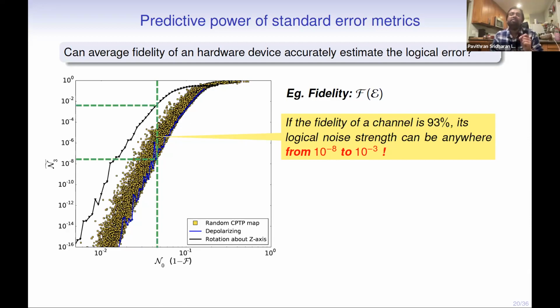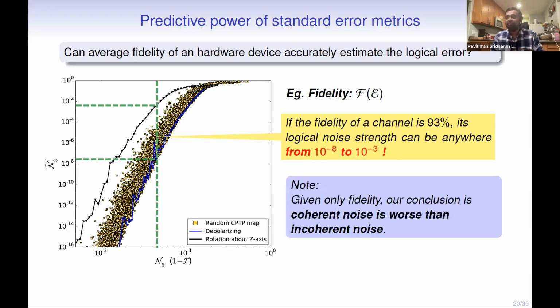Interestingly enough, if you ask the same question of, okay, given just the fidelity, what is the worst type of device I can have and the best type of device? In other words, the worst type of error and the best type of error, it's completely reversed.